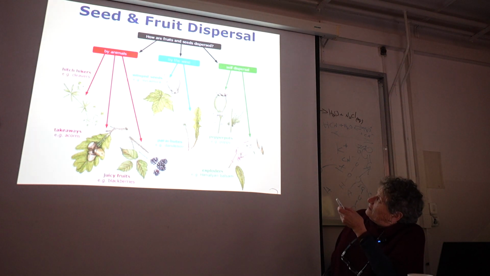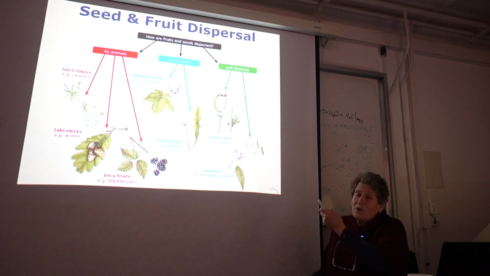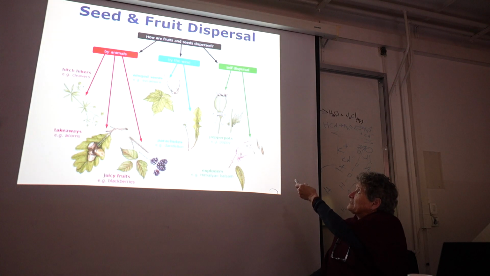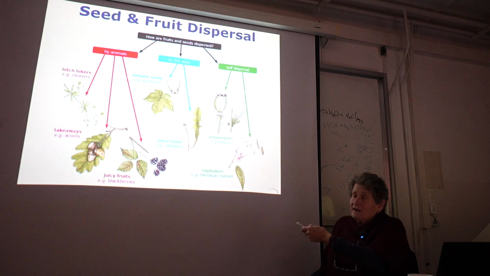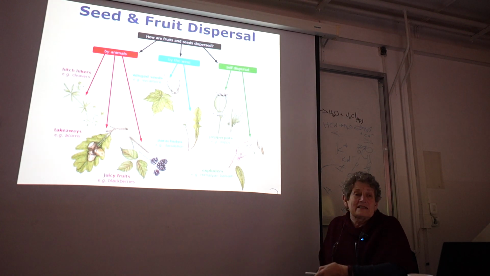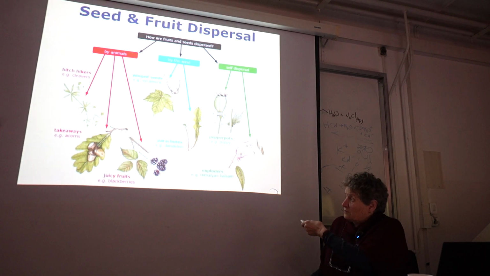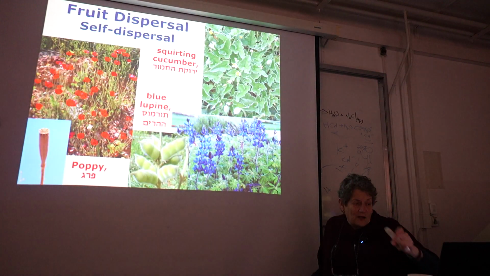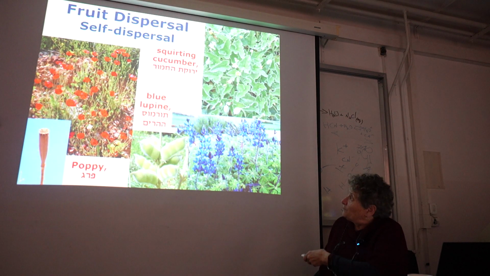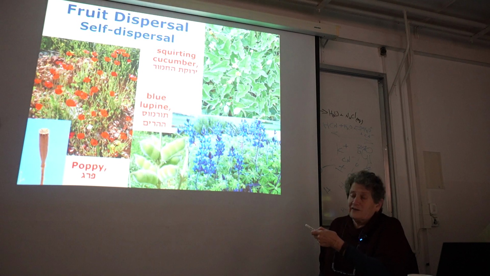It's very similar, by the way, to the pollination process. We have fruit that disperse on their own, fruit or seeds that are dispersed by the wind, and fruit or seeds that are dispersed by animals. And we'll soon see examples of them. So this is one of our poppy species here in Israel.